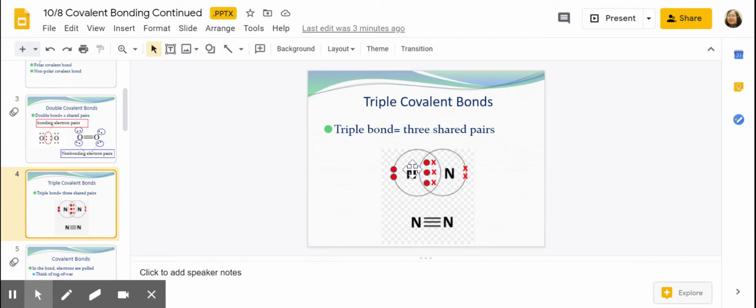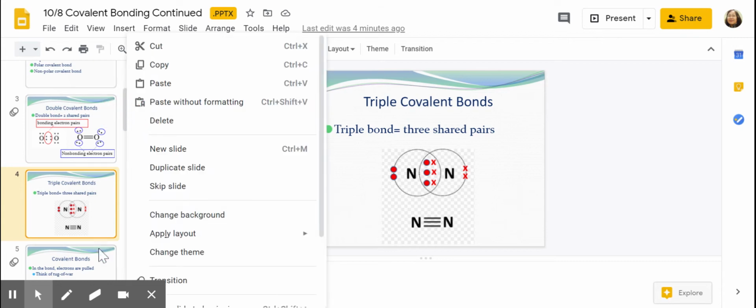Okay, and now this nitrogen has 1, 2, 3, 4, 5, 6, 7, 8, so it's very stable, and this nitrogen has 1, 2, 3, 4, 5, 6, 7, 8. So this one also has 8. These 3 pairs move around both. We call this a triple covalent bond. So we sometimes use 3 lines to represent those bonds. Okay, again, those 2 are non-bonding electron pairs. Those 3 pairs are bonding electron pairs.